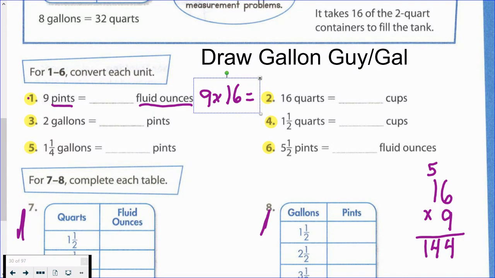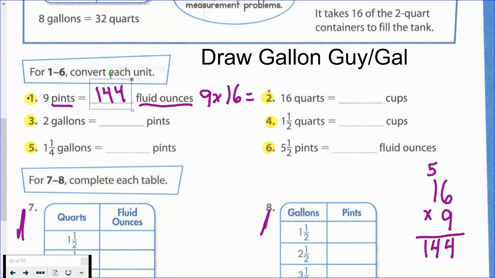So if I were really smart about this, I would right now grab a calculator and check my multiplication to see if I did it correctly. The strategies that we use in the classroom work just as well at home where we solve it on paper and check it with a calculator. So for number 1, we have 9 pints is equal to 144 fluid ounces.